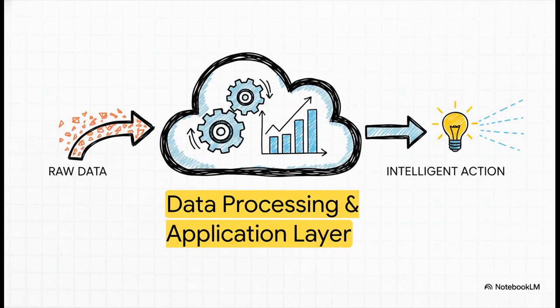And finally, layer 3 is the brain. This is the data processing and application layer. This is where all that information ends up, usually in massive cloud platforms and data centers. They receive the information, analyze it, and turn that raw data into an intelligent action, like telling the farm's irrigation system, hey, it's time to turn on.